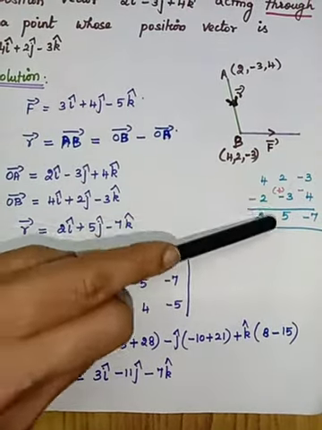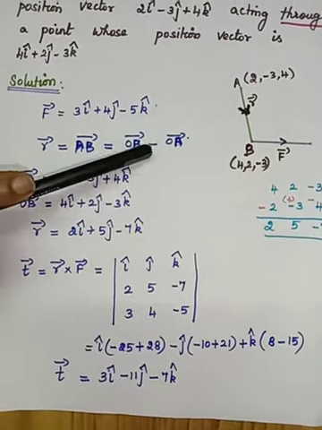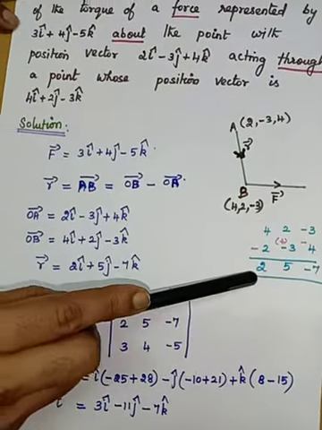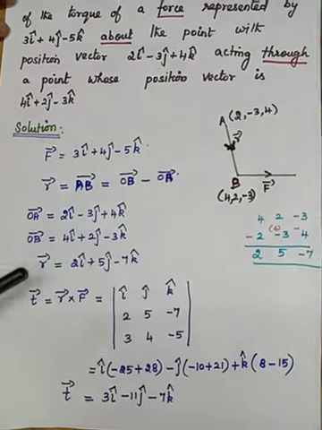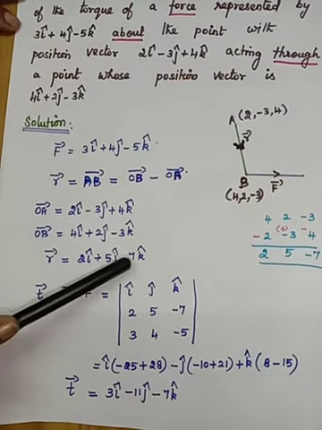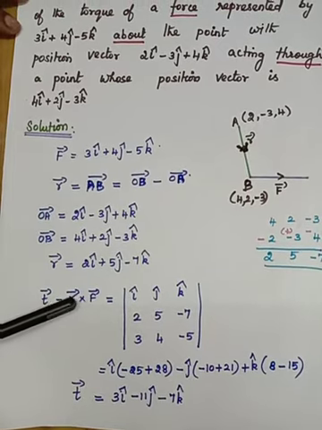About the point 2, minus 3, 4. And in between you have subtraction, so there you have to change a sign. So you will get the answer as 2, 5, minus 7. So R vector is equal to 2i cap plus 5j cap minus 7k cap. Write the formula. Here, the cross product.